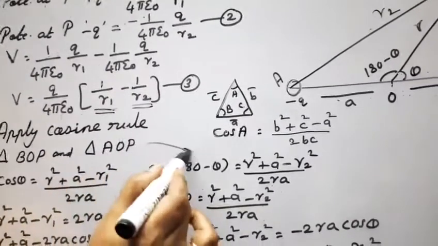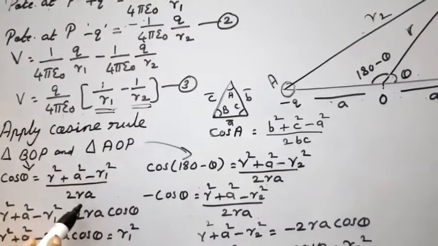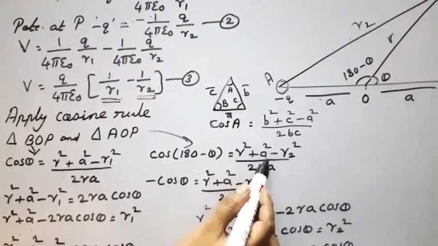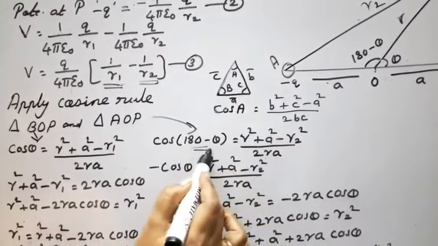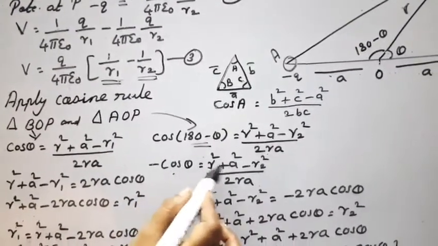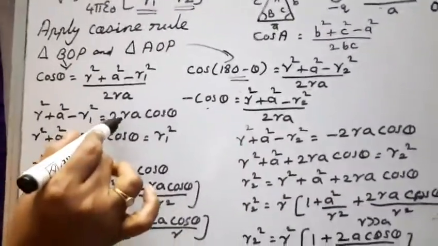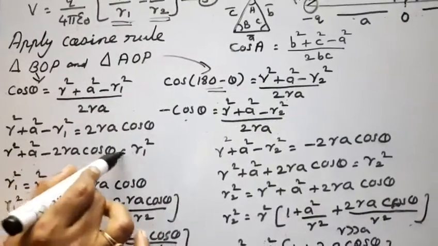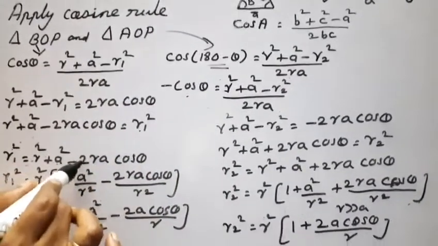Therefore, cos theta equal to R square plus A square minus R1 square divided by 2RA. And here cos of 180 minus theta equal to R square plus A square minus R2 square divided by 2RA. But cos of 180 minus theta equal to minus cos theta. Therefore, minus cos theta equal to the same value we have to write. And next, R square plus A square minus R1 square equal to 2RA cos theta. Therefore, R square plus A square minus 2RA cos theta equal to R1 square. Therefore, R1 square equal to R square plus A square minus 2RA cos theta.